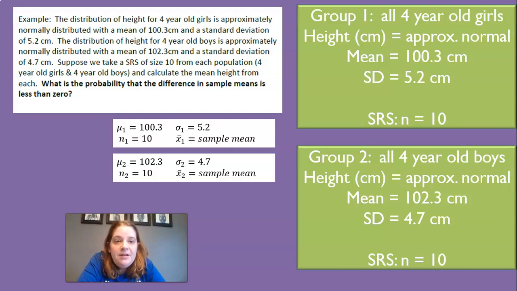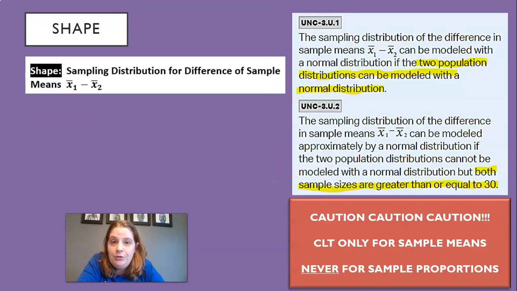Okay, and then the same thing for group 2, we're going to have mu2, which always makes me laugh because it makes me think of a Pokemon character, but you know, whatever. So we have mu2, which is 102.3. The sigma 2 is 4.7. Okay, those are our population parameters. And then our sample size 2 is 10. And when we refer to the sample mean, we're going to call that X bar 2.